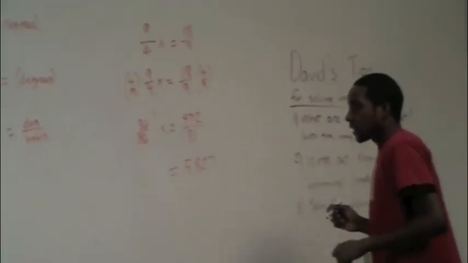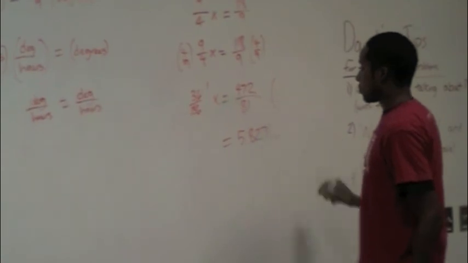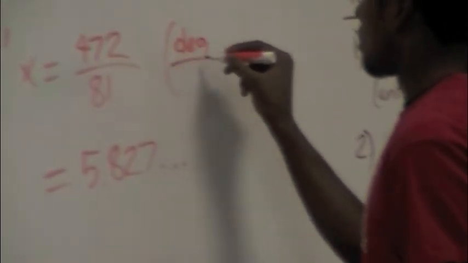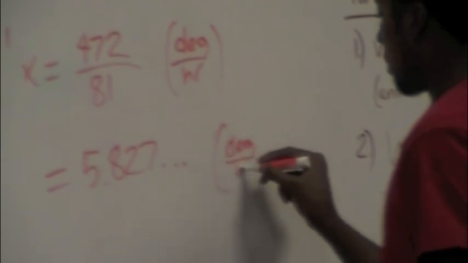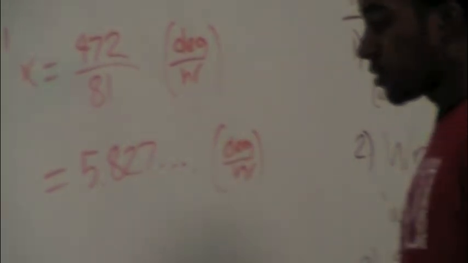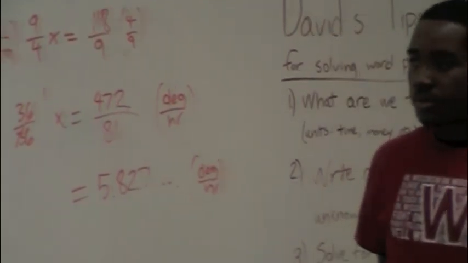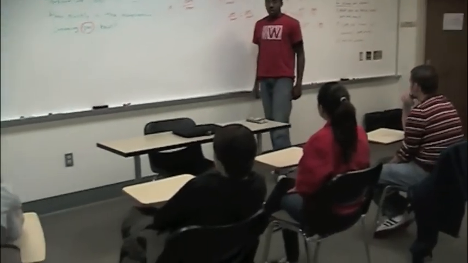Does that make sense? Last thing about this problem, let's not forget that we're talking about units here. So what is x actually equal to in terms of units? Degrees per hour, exactly, as we did right here. Okay? So our final solution is 5.827 degrees per hour. That is the rate at which the temperature is changing. Any other questions? Okay, awesome. Thank you guys.